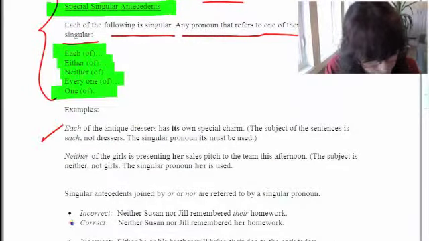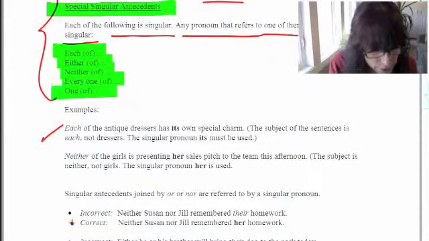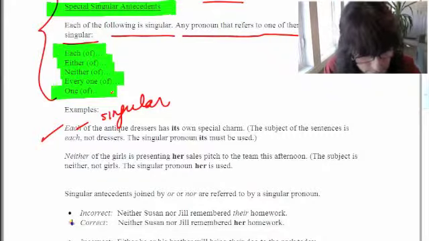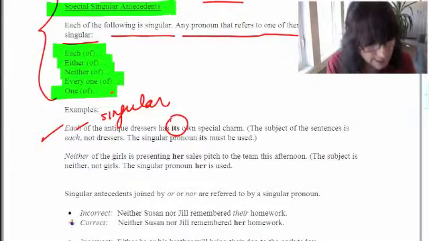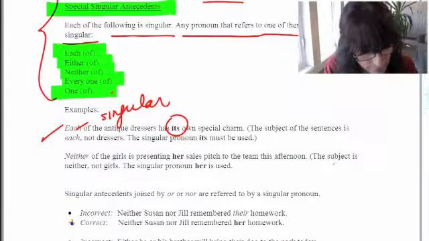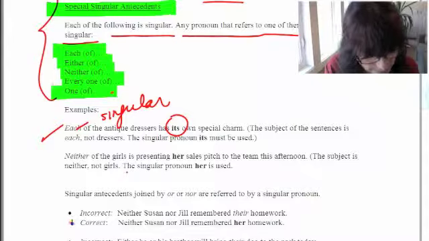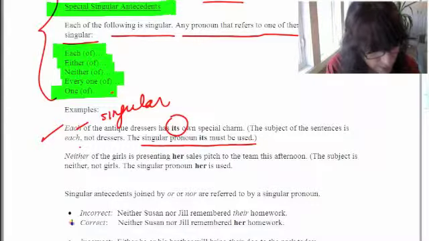Examples? The first one, each of the antique dressers. Each means every single one, so it's singular. Each of the antique dressers has its own special charm. Every single one has its own. So the subject of the sentence is each. It's not dressers. Each one. And so you must use the singular pronoun its.